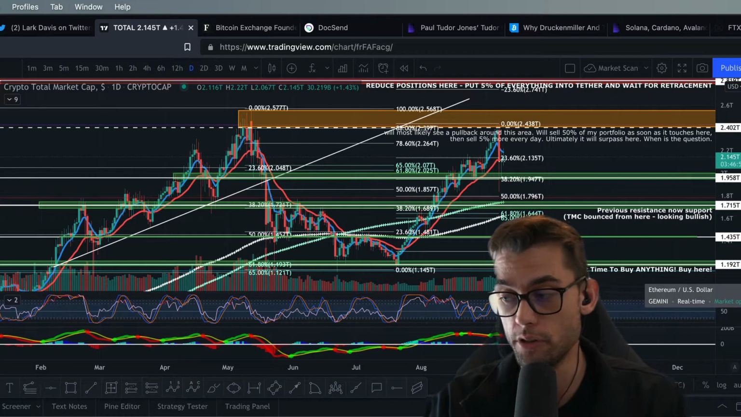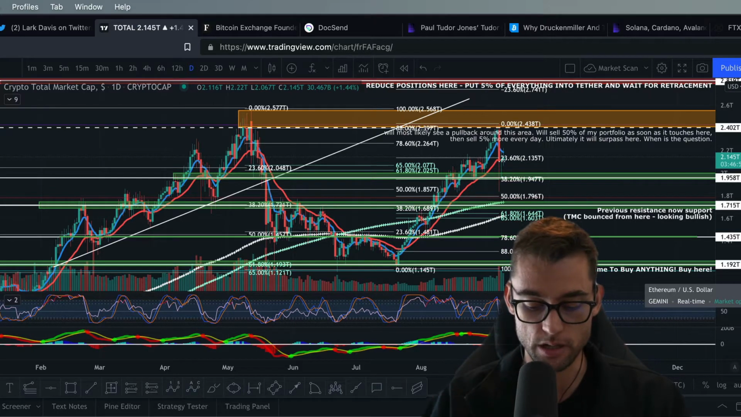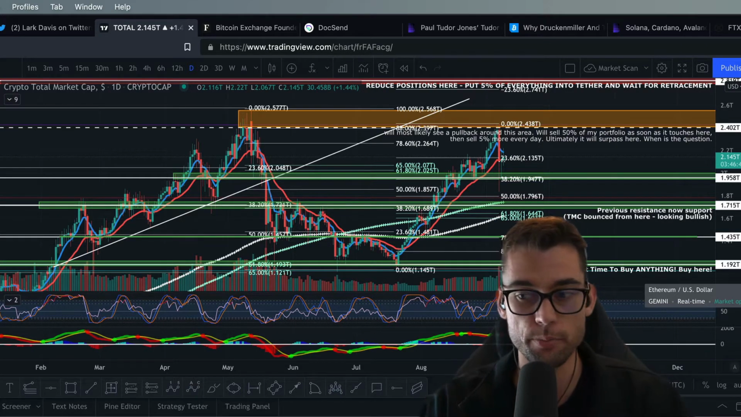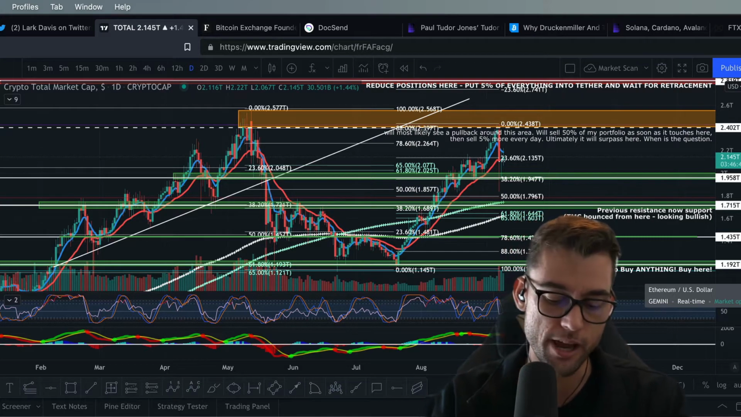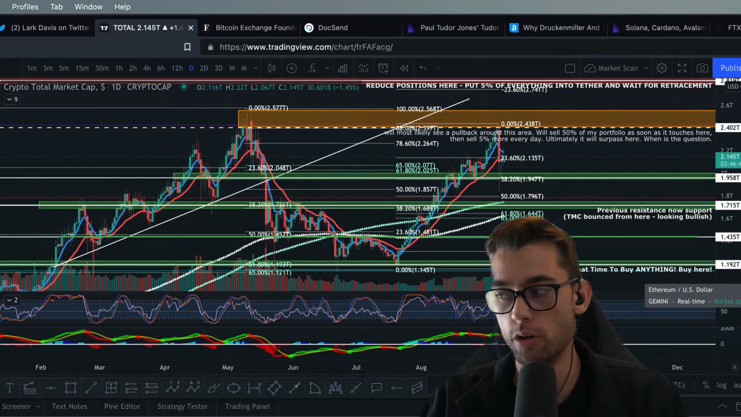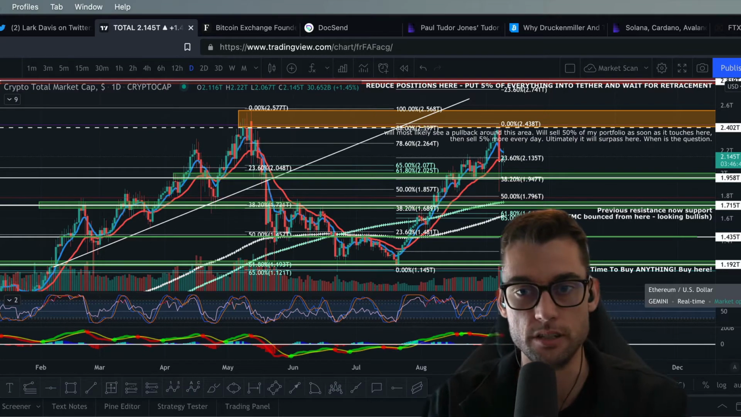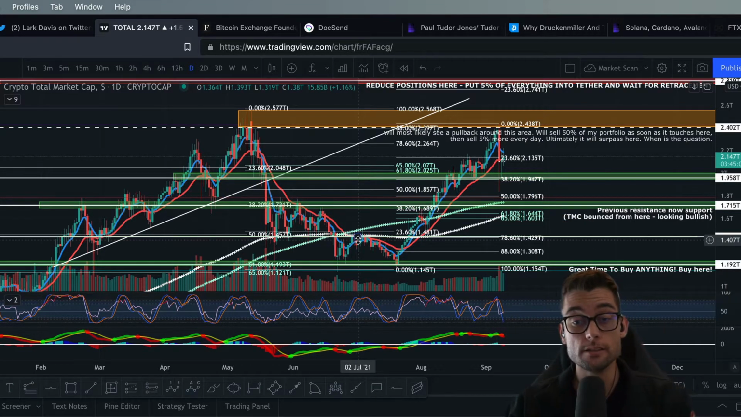And then I'm going to put those into the chat in the Discord group. I'm going to put the big ones like Bitcoin and Ethereum and stuff into the free chat, and I'll put the more lower cap gems into the VIP. So we're going to get into this right now.